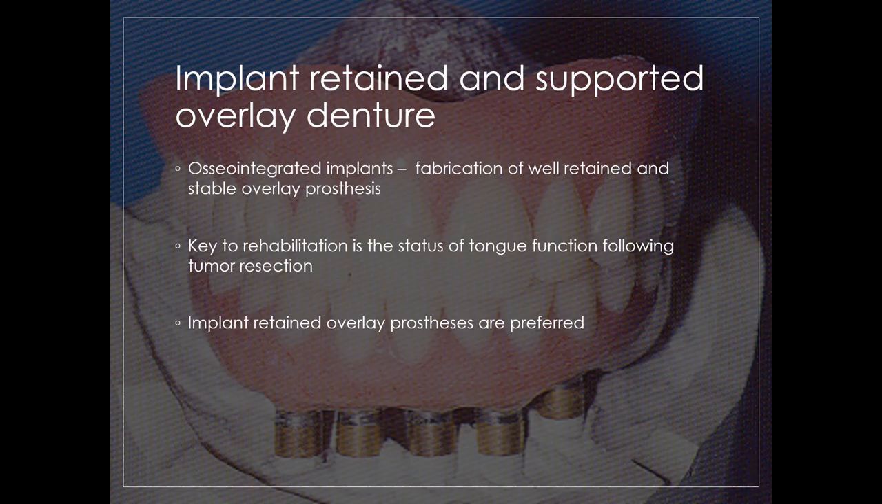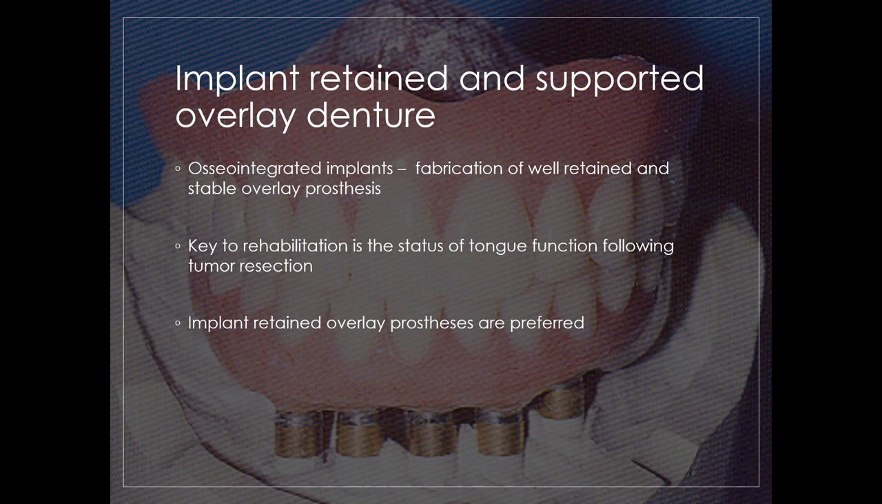Coming to the last section, that is implant retained and supported overlay denture. So we have already discussed the factors that compromise an efficient mastication in case of resection complete denture, and it is only with implant retained and supported overlay dentures that the patient has the hope of an efficient mastication. The osseointegrated implants enable the fabrication of well-retained and stable overlay prostheses, and the support that is derived from the residual denture-bearing surfaces along with retention and stability provided by the implant is much better than that of a removable prosthesis, and it is sufficient to allow effective mastication.